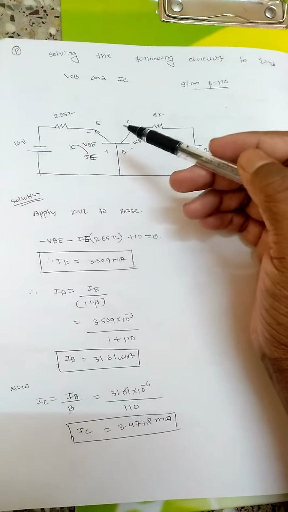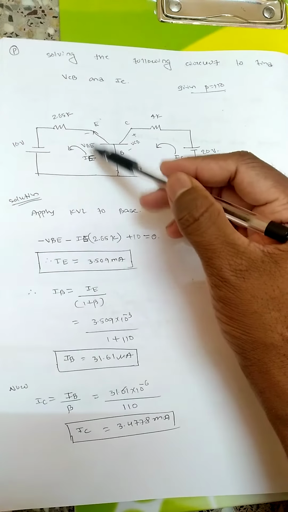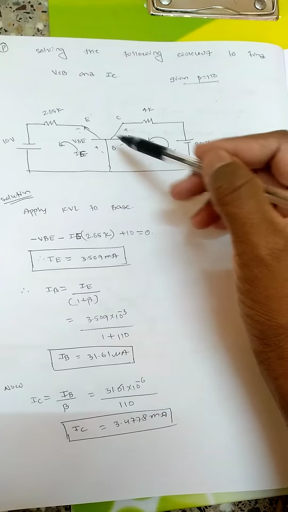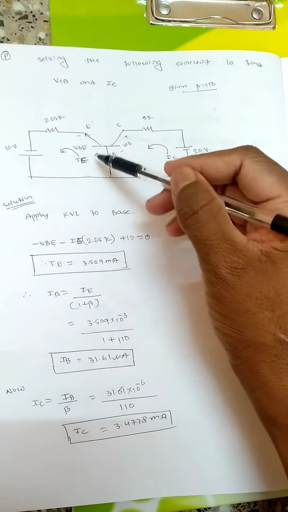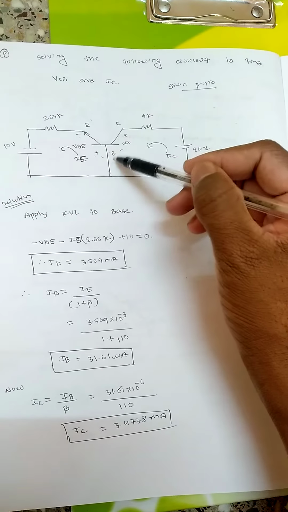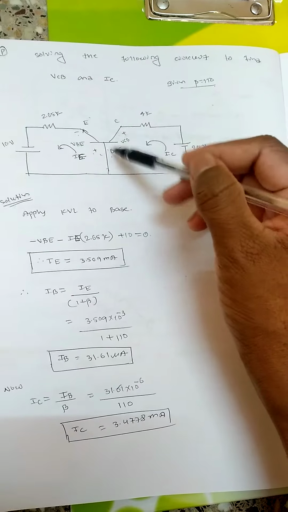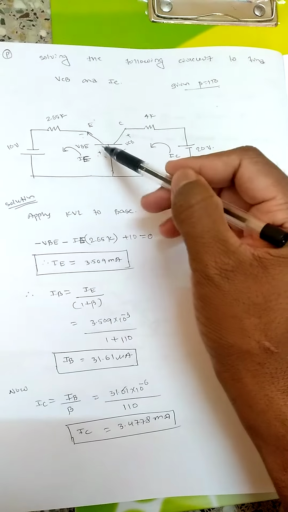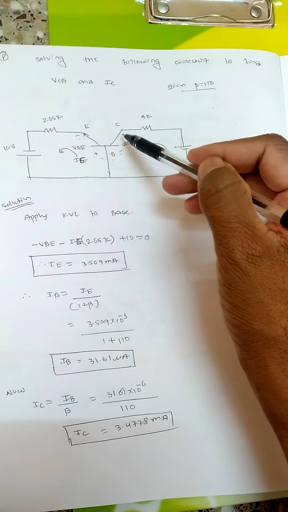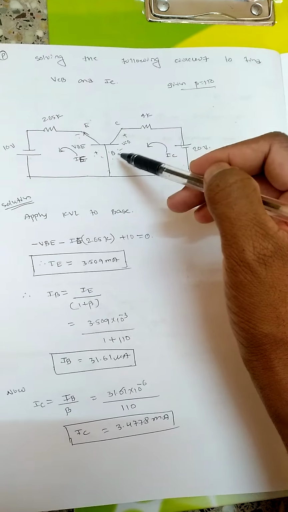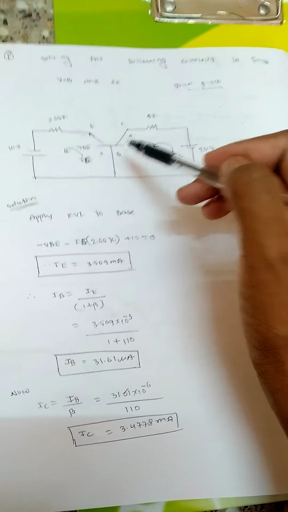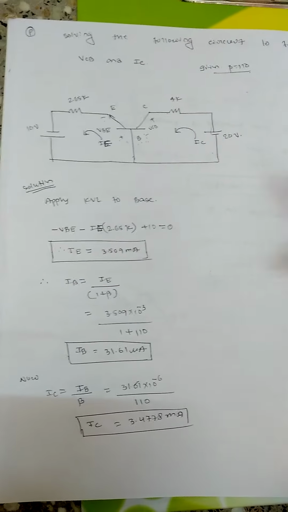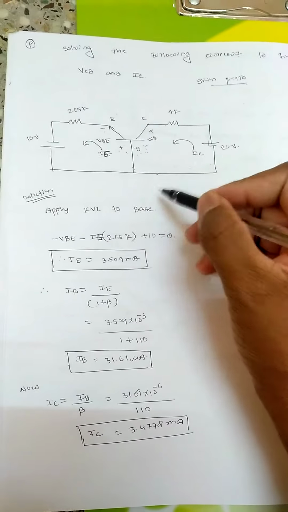The voltage between base and emitter will be VB and the voltage between collector and base will be VCB. We are moving from base to emitter, so plus minus, and from collector to base, that is also plus minus. So you should make the polarity clear in your mind. This is positive to negative, so plus minus. You should know these small things in order to solve the problems correctly. This is a ground terminal.